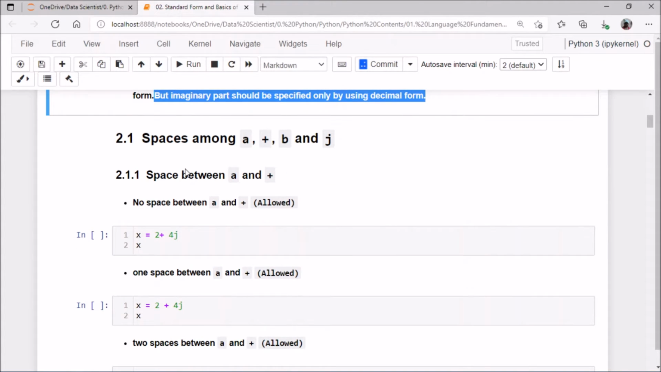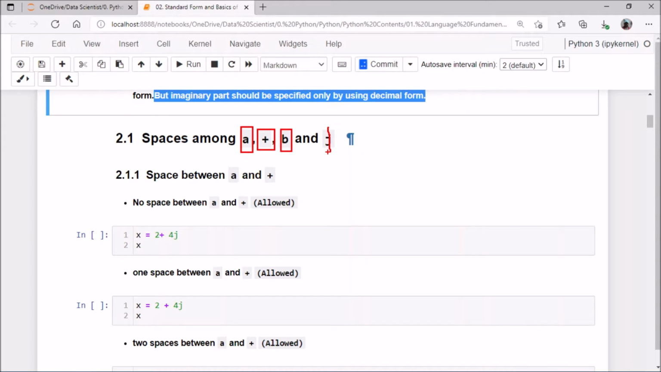And we also have to learn how many spaces we can put among a, plus, b and j. Here plus is the operator, a is the real part, b is the imaginary part, and j is what you saw in 12th class. The same thing is happening here: the j square value is equal to -1.